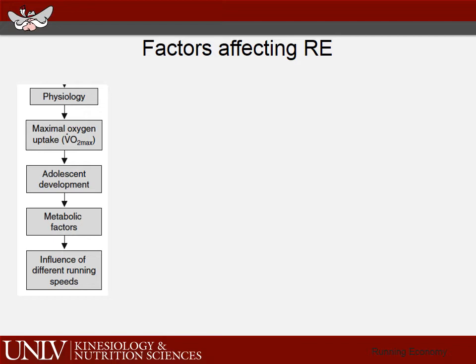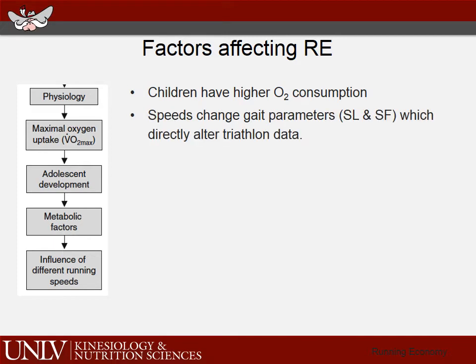So now let's get into physiology and truly what this class is about. Children have a higher consumption of oxygen. They're truly more or less efficient beings because they're still trying to utilize what they need to do. Speeds change gait parameters, which directly alter triathlon data. So that's the kind of concept of stride length and stride frequency.